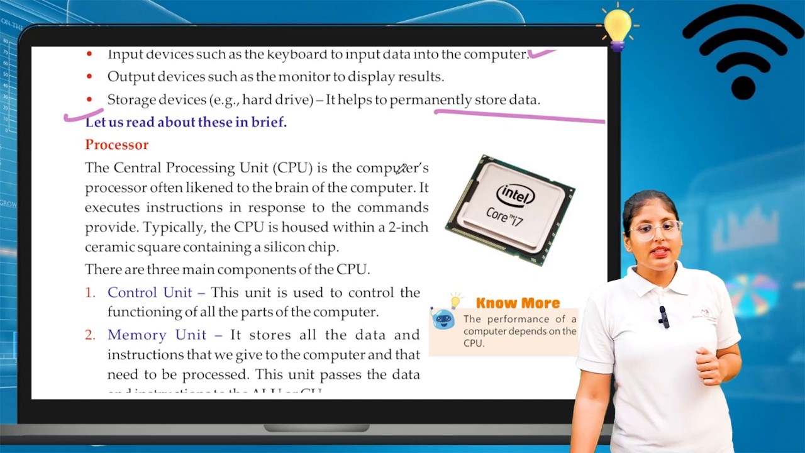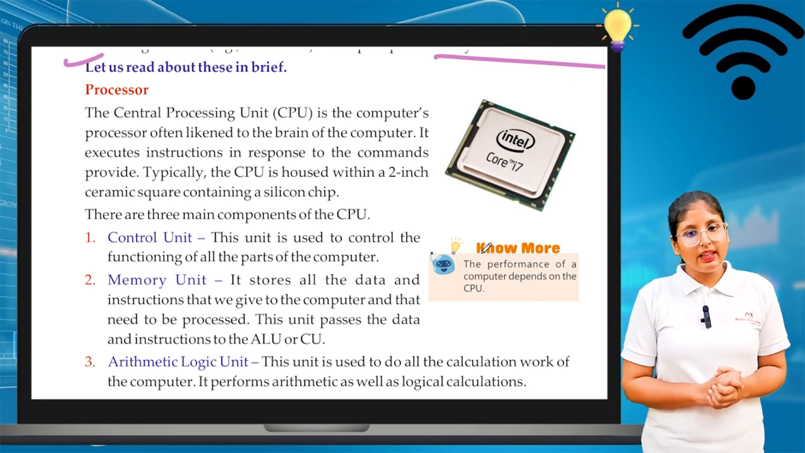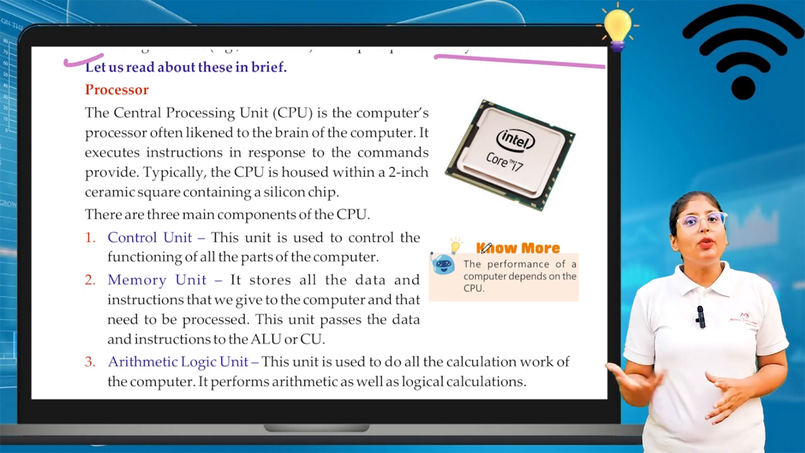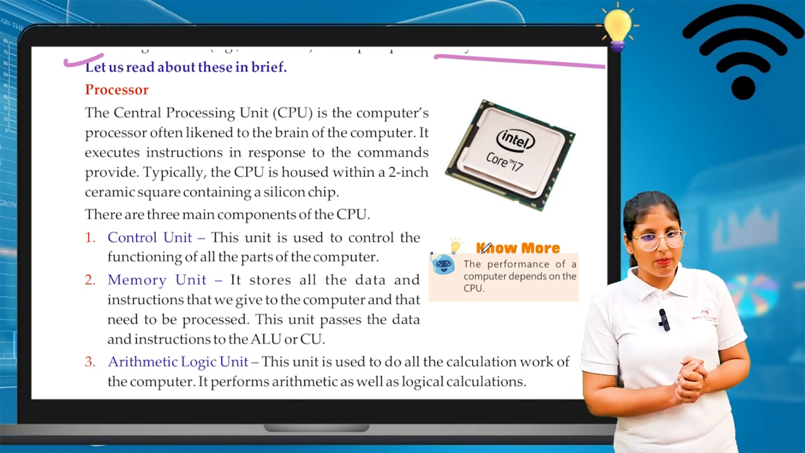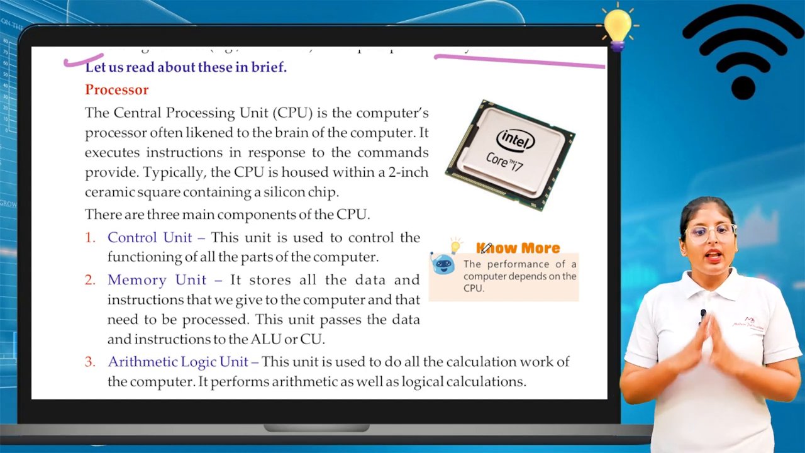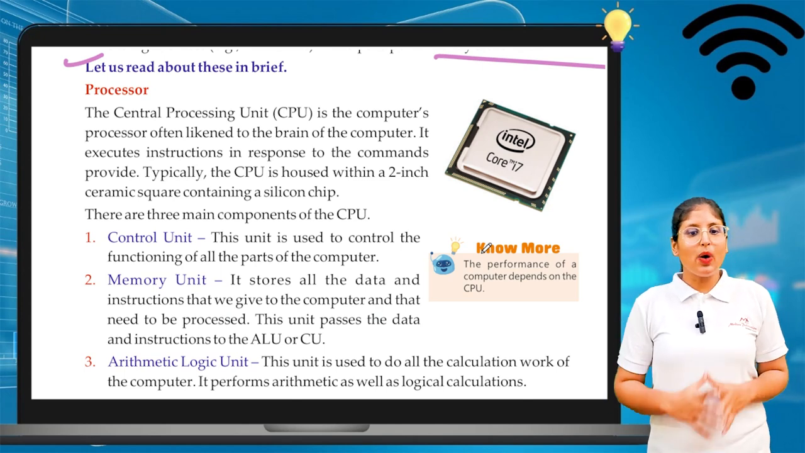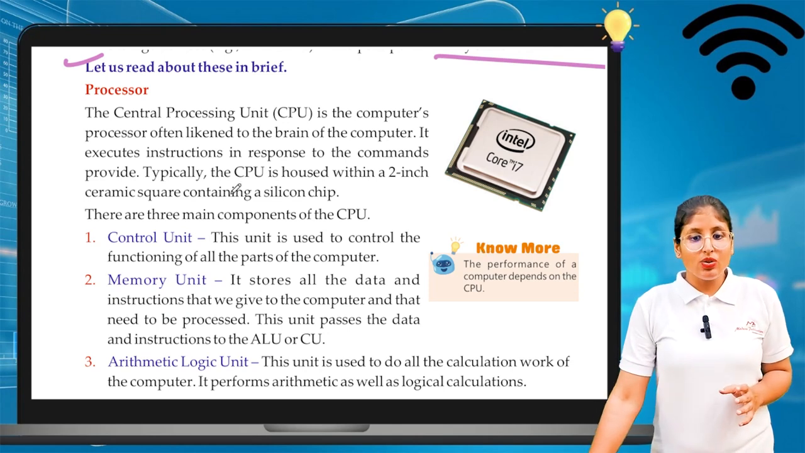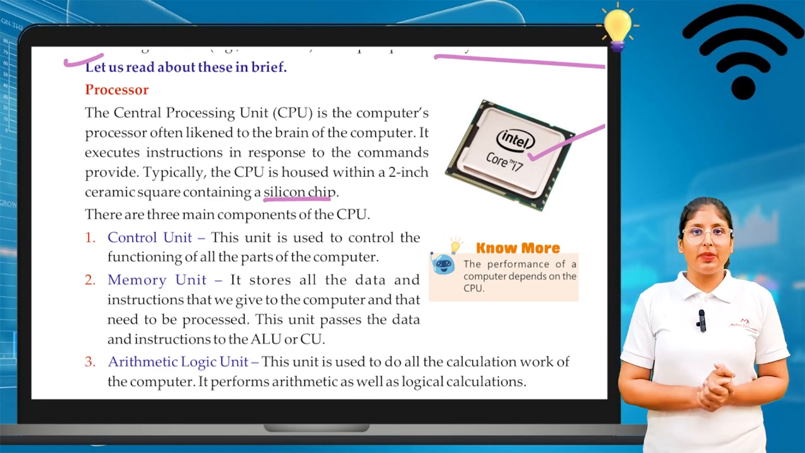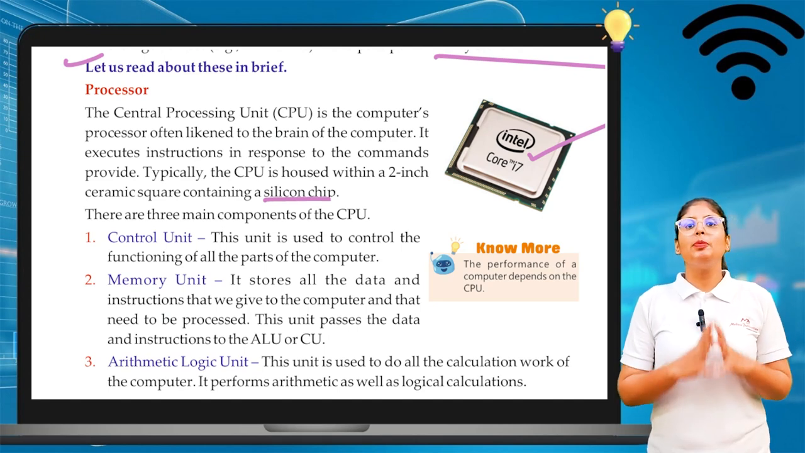Okay. Now we will see the processor. What is a processor? The central processing unit, that is CPU, is a computer processor often linked to the brain of the computer. So CPU is also known as the brain of the computer. It executes instructions in response to the commands provided. Typically, the CPU is housed in a 2-inch ceramic square containing a silicon chip. So in the CPU, we have this silicon chip. As we already know, CPU is also known as the brain of the computer.